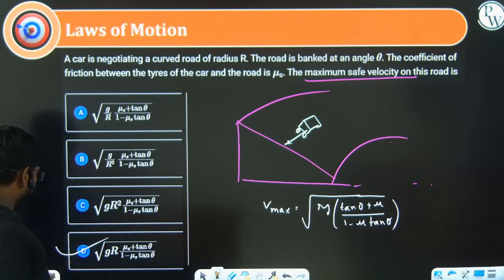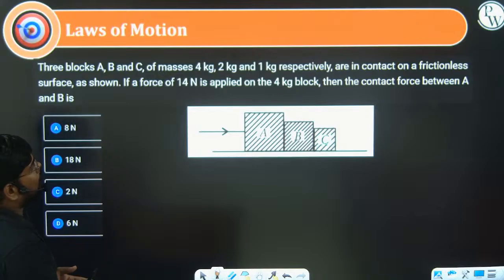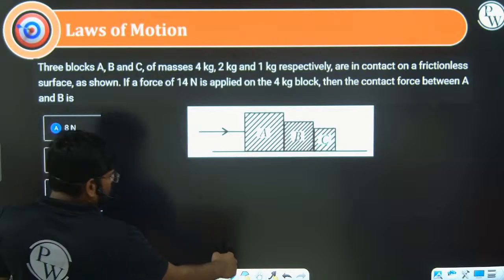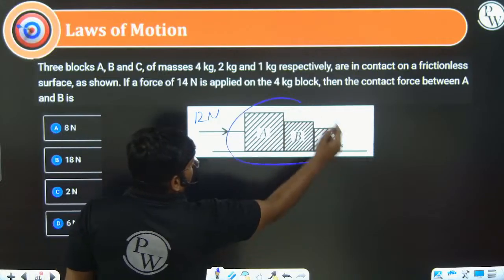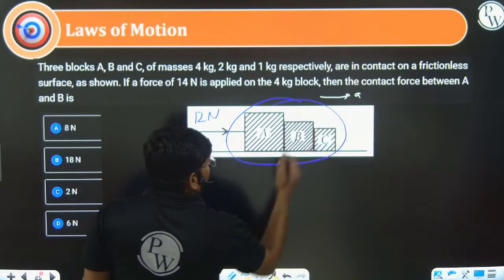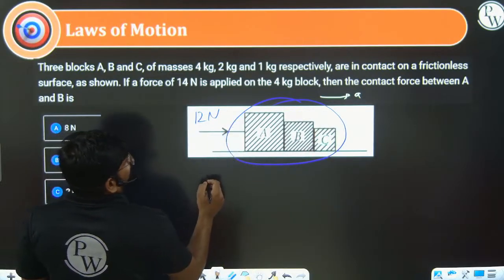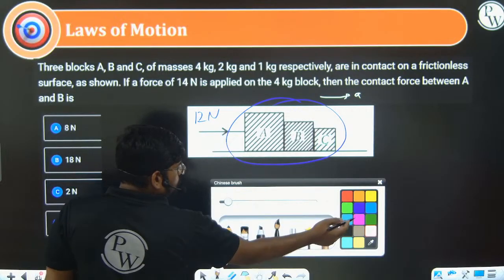And the last question, they're asking to find the contact force. We have seen 2-3 questions on contact force itself. And here, very simple. We have applied a force of 12 newtons here. If you're applying the force of 12 newtons, we consider it as one single block. Then what is the acceleration here? The blocks are 4 and 1, and so this is 14 newtons we are acting.